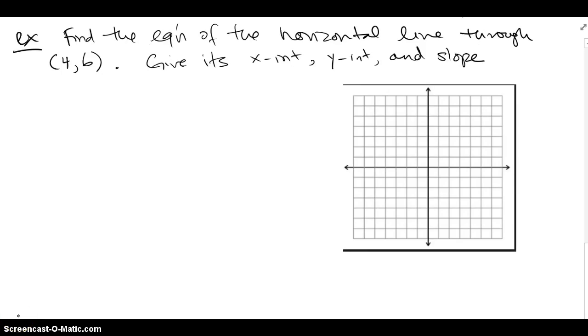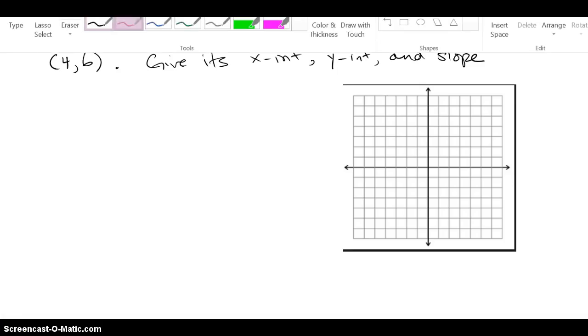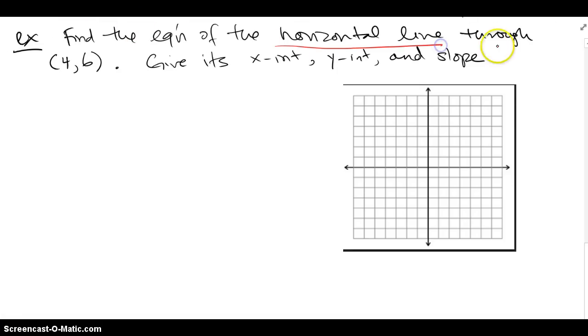Okay, let's look at another example. Find the equation of the horizontal line that goes through the point, or the ordered pair, 4, 6, and also give this other information: its x-intercept, y-intercept, and slope. So it goes through the ordered pair 4, 6: 1, 2, 3, 4 to the right, and 6 up, 1, 2, 3, 4, 5, 6. And since it's horizontal, I'm just going to make a horizontal line through that. Now what is the equation of that line?